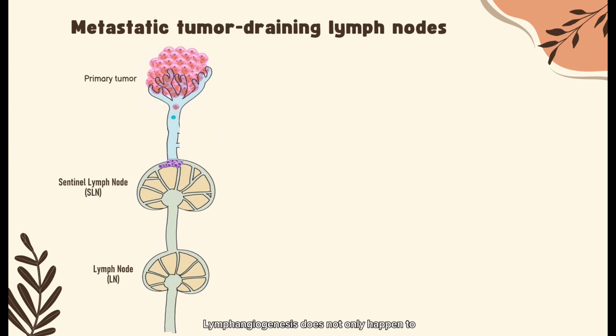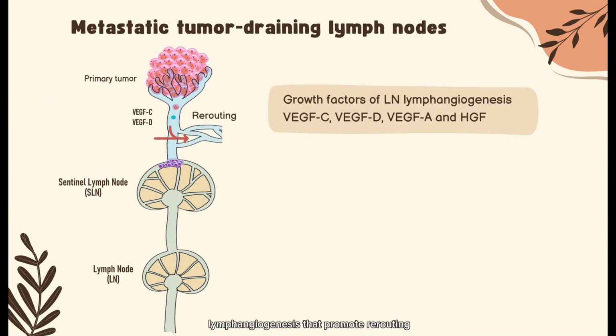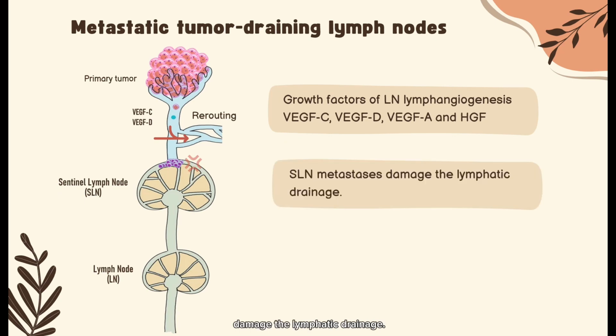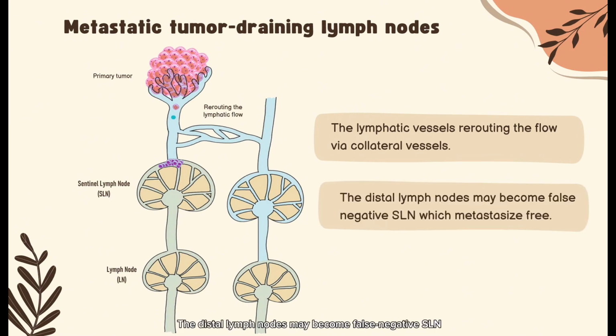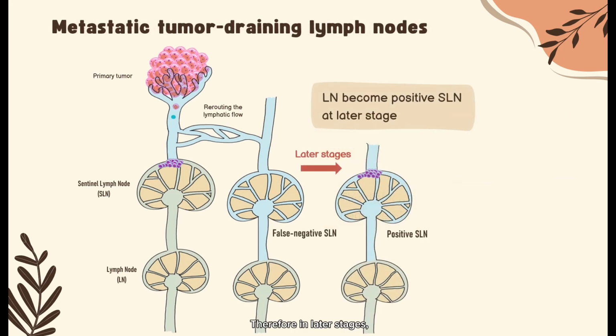Lymphangiogenesis does not only happen in the primary tumor microenvironment, it also occurs in metastatic tumor-draining lymph nodes. The factors of LN lymphangiogenesis that promote rerouting are most likely the same as tumor-induced ones. It happens when SLN metastases damage the lymphatic drainage. The lymphatic vessels reroute the flow via collateral vessels. The distal lymph nodes may become false negative SLN, which are metastasis-free. Therefore, in later stages, this LN also contains metastatic tumor cells and becomes positive SLN.